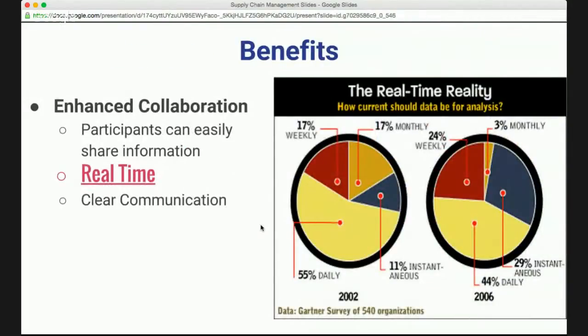Enhanced collaboration is just another benefit of the supply chain management software. For example, participants can share information quite easily whenever they need to, in real time. And real time is important in the business world because it allows for communication to happen very clearly.